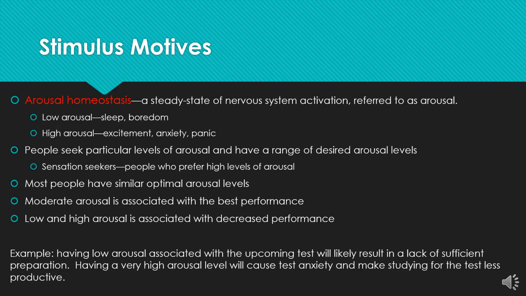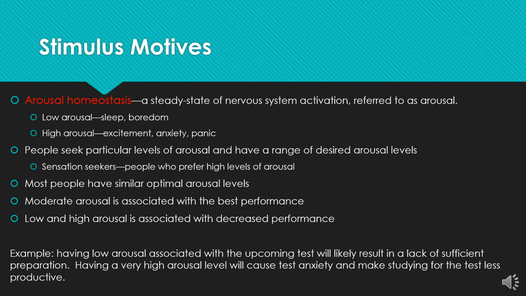Individuals have individual preferred levels of arousal, although there is a general pattern. And there are particular people who are referred to as sensation seekers, who are people who prefer high levels of arousal. So they like to live in a space where they're highly aroused, and they'll seek out activities and experiences that keep them in that higher level of arousal more full time. Most people, despite there being some variation, have a similar optimal arousal level.